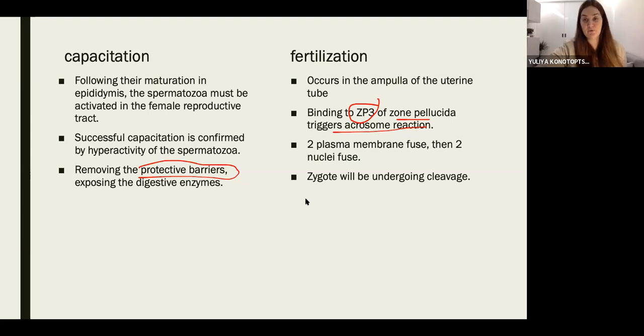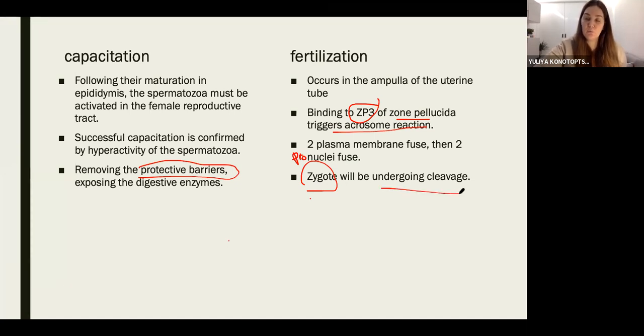Only the head of the spermatozoa squeezes in, and the two pronuclei will fuse, right? So we have the male pronucleus and the female pronucleus. That's just the nucleus of the oocyte and of the spermatozoa. They're going to fuse, and the zygote will arise, right? So the fertilized oocyte is the zygote. Inside of the zygote, you have either XX or XY chromosomes. It's one cell, but you will already have XX or XY inside of it.